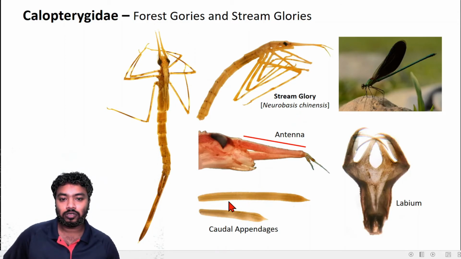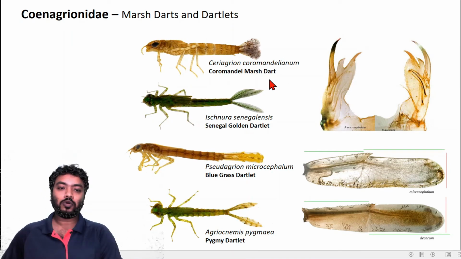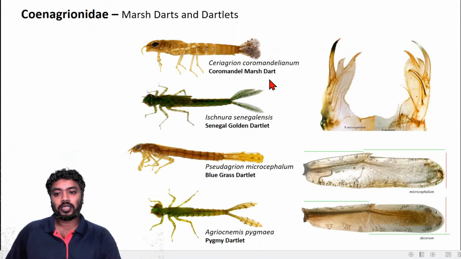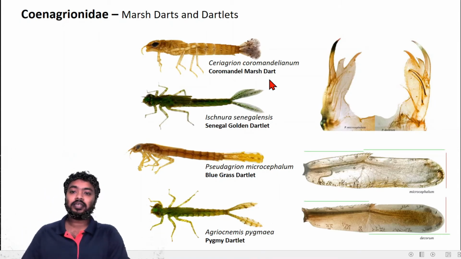Okay, the caudal appendages are not feathery. They are quite stick-like and hard in structure. It's not very soft. Okay, so this is the Coenagrionidae family. That is the most common family among the damselflies.